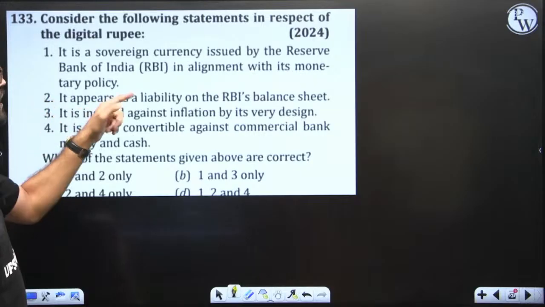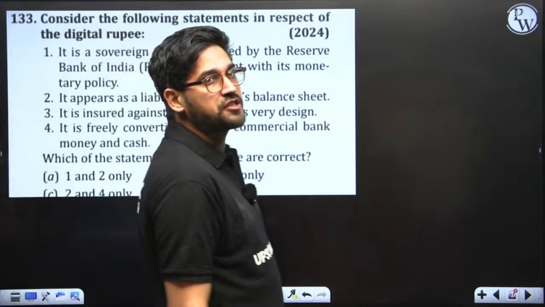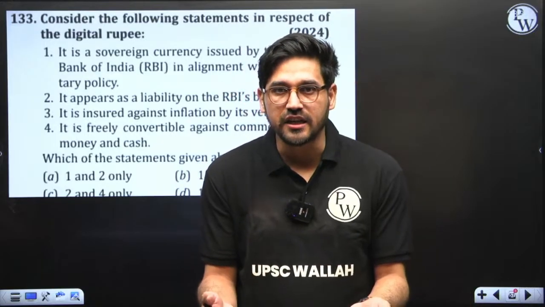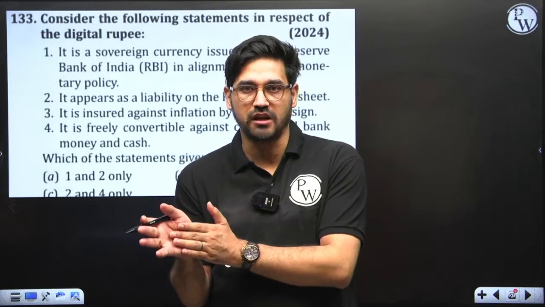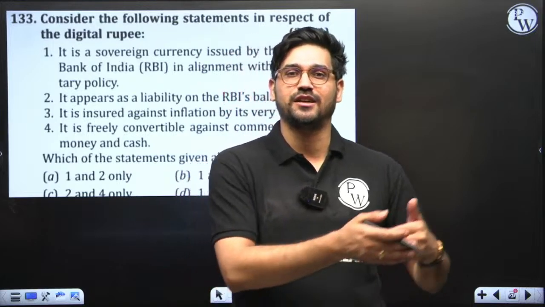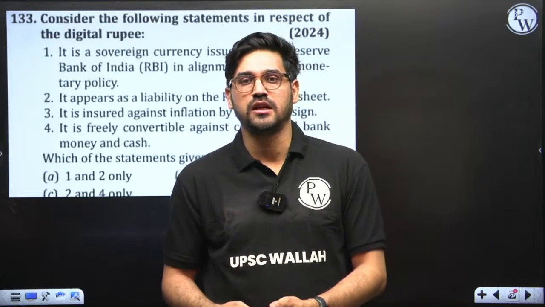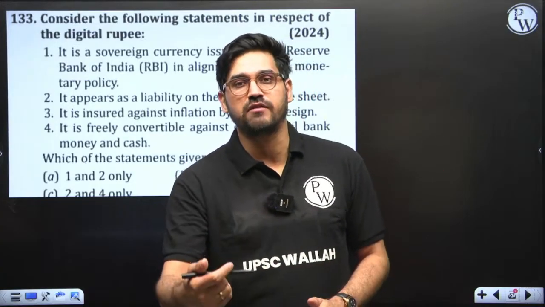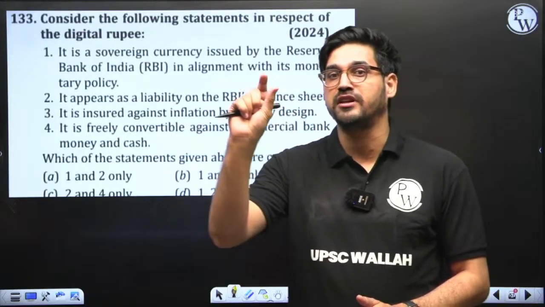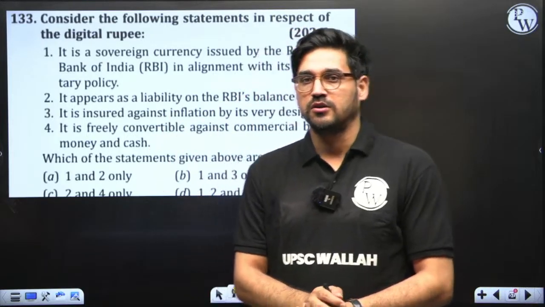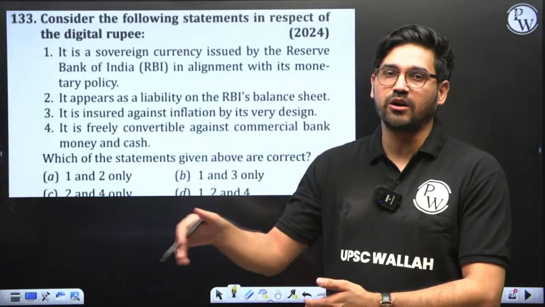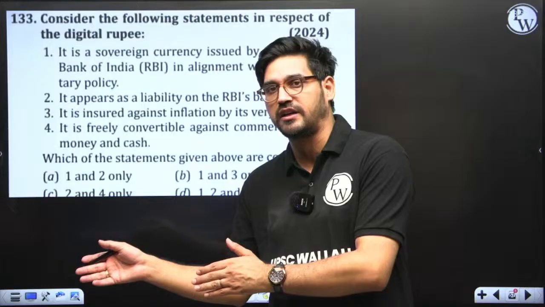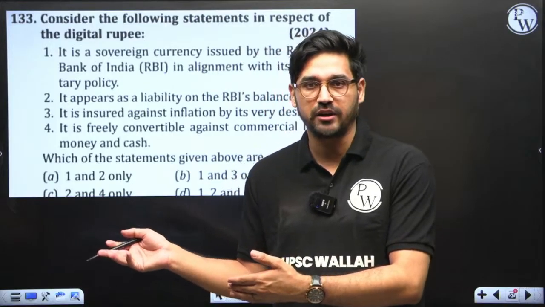B says it appears as a liability on the RBI's balance sheet. Quite obviously, RBI is printing this currency, although this is going to appear in a digital format. But much like your paper currency or your metal coins, it is going to be a liability on the Reserve Bank of India only, because it's the RBI which promises to give you the value as has been written on that particular note. So much like normal currency is the liability of the RBI, the digital rupee, which is also a formalized, digitized form of currency, will also be a liability of the RBI.